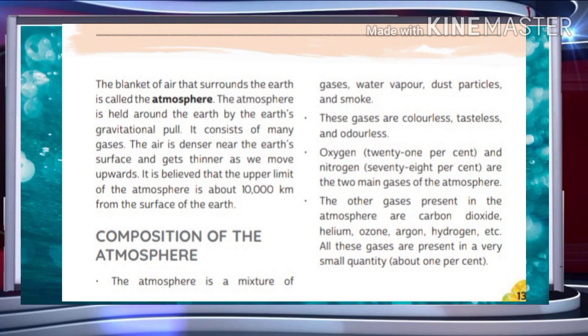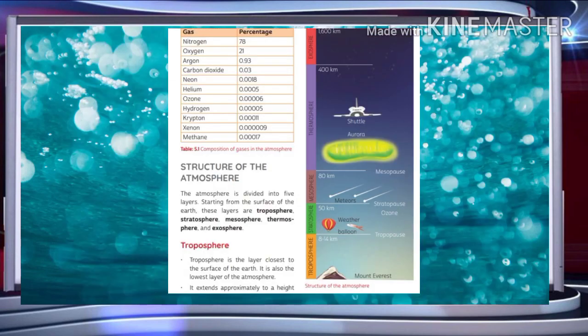The two main gases of our atmosphere are oxygen and nitrogen, which comprise almost 99% of the atmosphere. The other gases which are present in the atmosphere are carbon dioxide, helium, ozone, argon, hydrogen, etc. The structure of the atmosphere is basically composed of five different layers which are known as troposphere, stratosphere, mesosphere, thermosphere and exosphere.